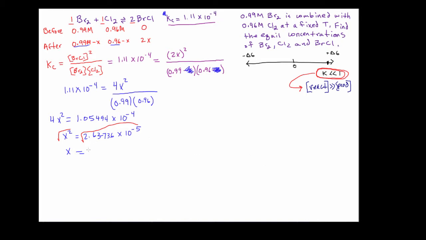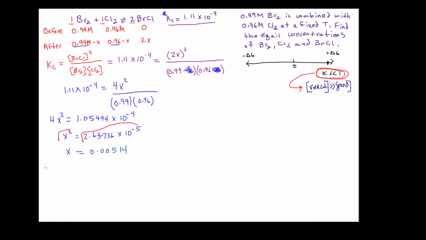And my x value is going to be 0.00514. Okay, now we found our x value without having to use the quadratic formula. And what we need to do at this point is test this to make sure that we made a valid assumption in the first place that allowed us to drop these sums out.